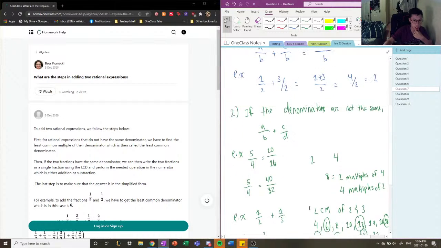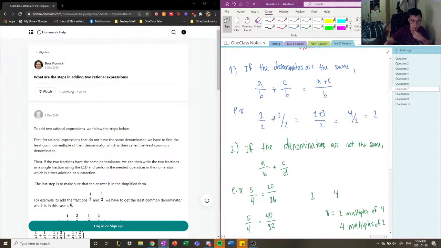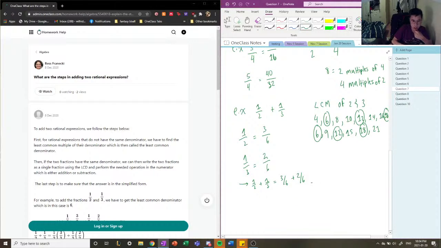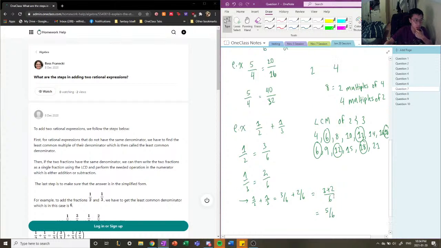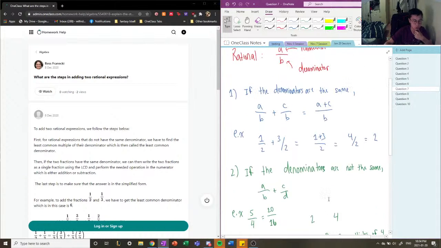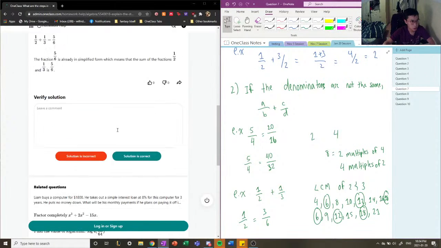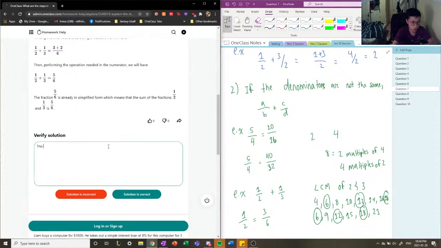And now we have gone back to our first case, and our first case tells us that the addition of two rational expressions with the same denominator is equal to (3 plus 2) divided by 6, which is equal to 5/6. So that is how you add two rational expressions where the denominators are the same and where the denominators are not the same. Okay, so this explanation is correct. Nice job.